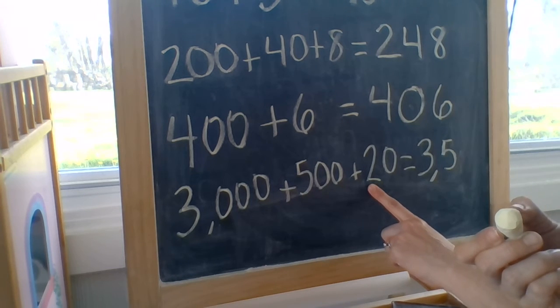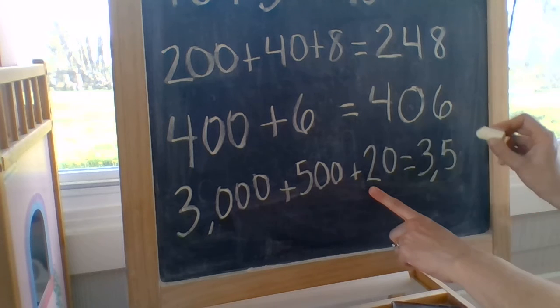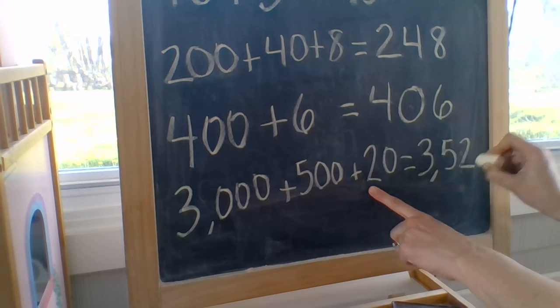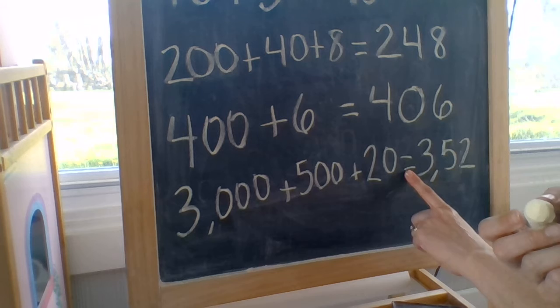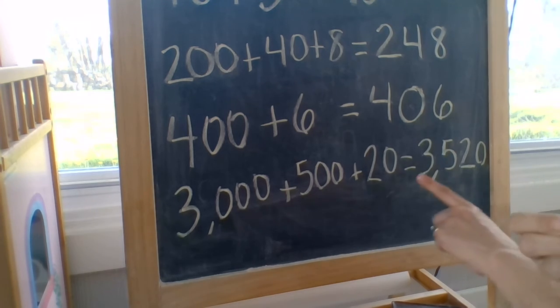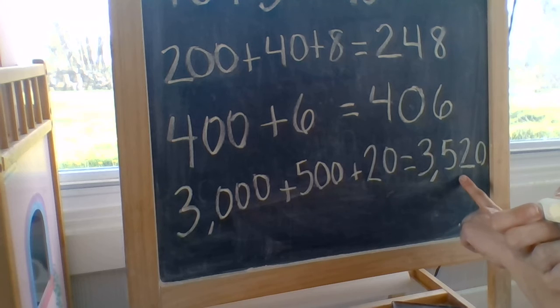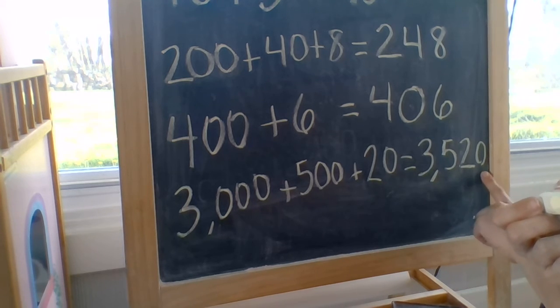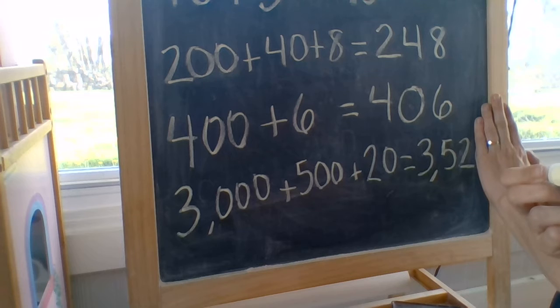How many tens do I have? Well, I have 20. That's 2 tens. And I have how many ones? 0. So I need to make sure I put that in. If I don't remember that 0, 3,052 or 3,520 would look like 352 with a misplaced comma.